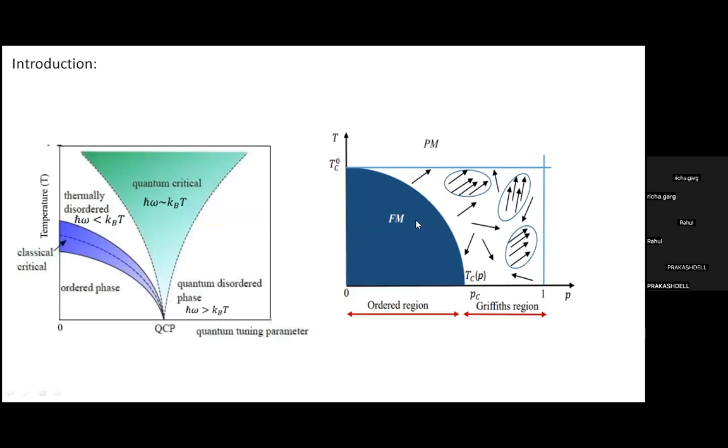So this LaBaMnO3 is actually a ferromagnet, but while it becomes paramagnetic after the Curie temperature, or after the phase transition, there are still some regions where some spins are clustering and they do not talk to each other. That means they arrange in a particular fashion, and they are forming the Griffith phase.